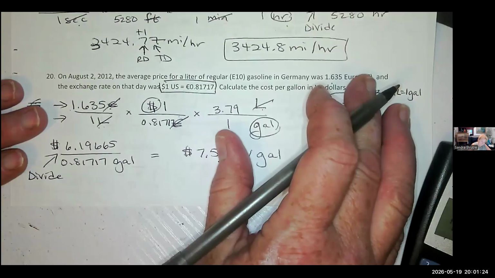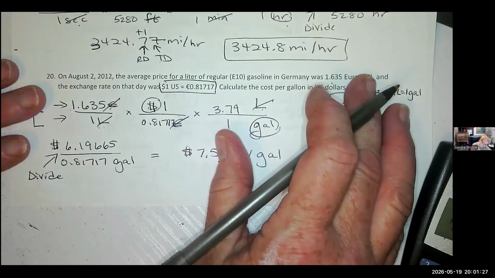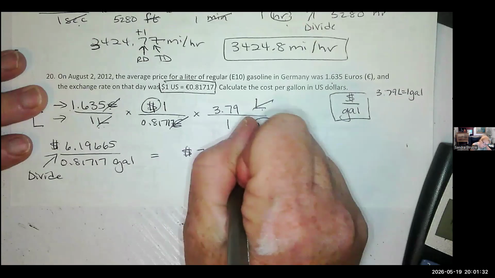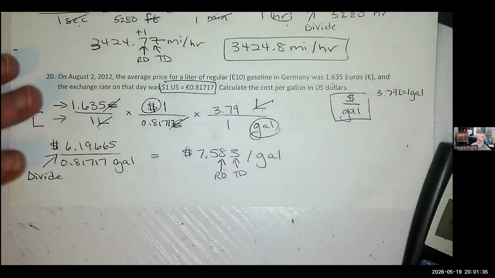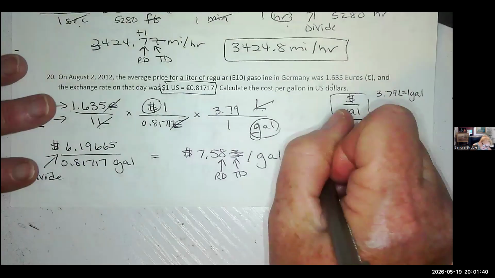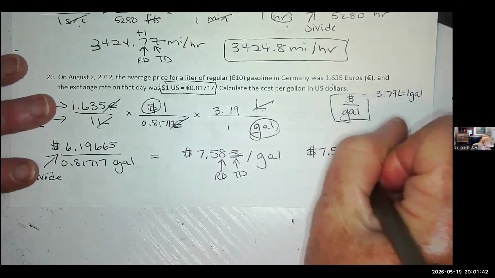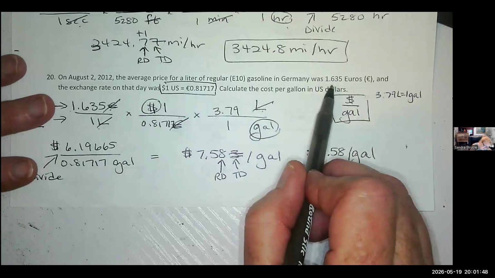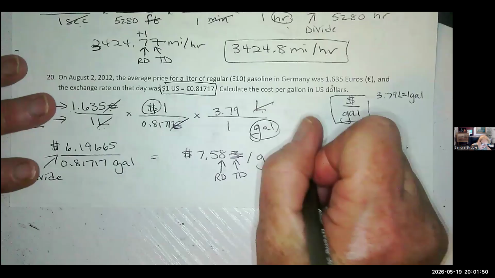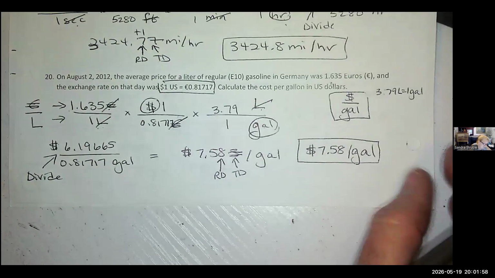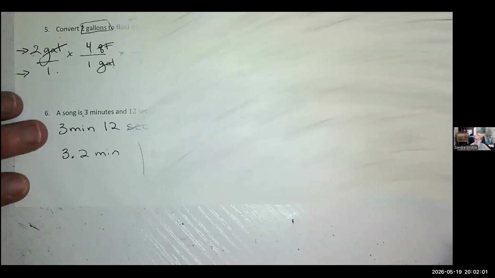Since 8 is my rounding digit, 3 is my test digit. My test digit is less than 5, so it gets ignored and the rounding digit stays the same. So the answer is $7.58 per gallon, equivalent to 1.635 euros per liter. That's how much it would be over there in Germany. And this was in 2012. It's a lot higher now. Well, the exchange rate's different too. That is it for unit conversion. Let me know what questions you have.